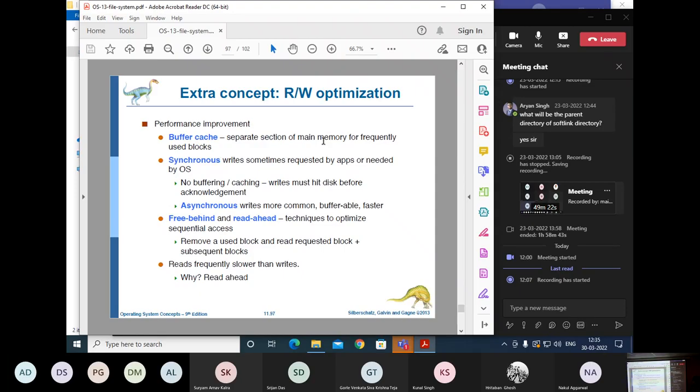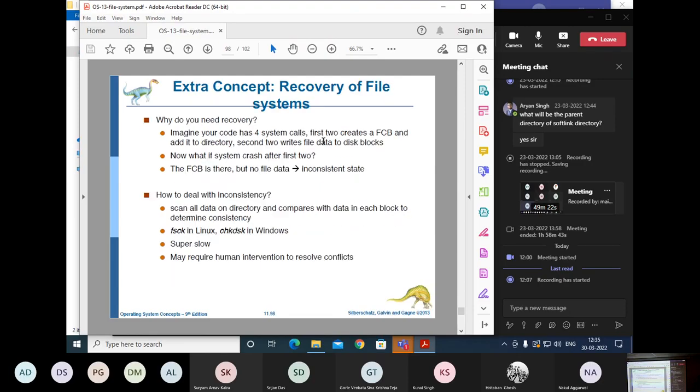Good. So performance optimization, you now know asynchronous write, at least some basic idea, and optimization in read: free behind, read ahead, and the performance penalty that it gives. The second concept is recovery. Your file system failed. Your links got corrupted. Your block died. Your hard disk is 15 years old. It doesn't work anymore. You need to recover.